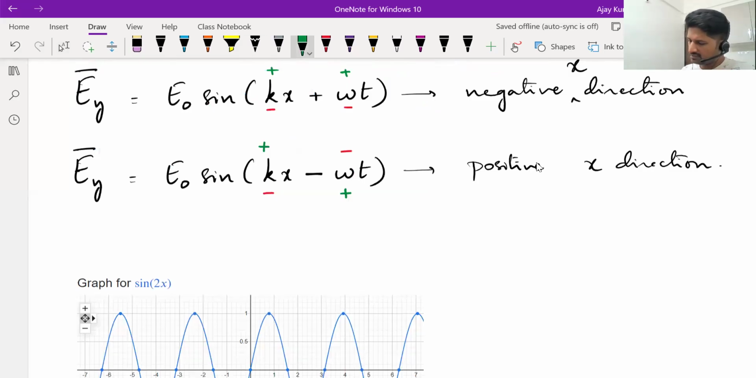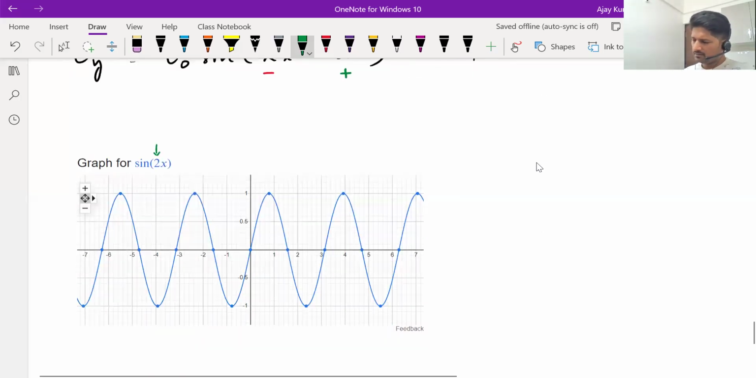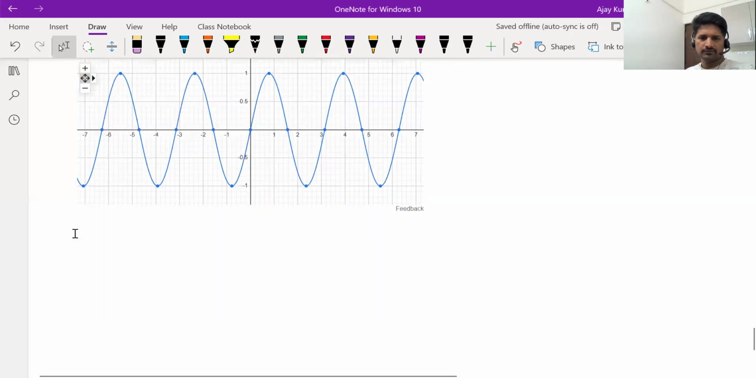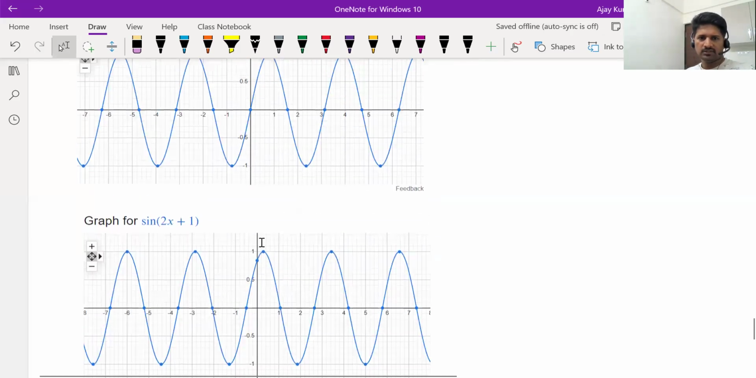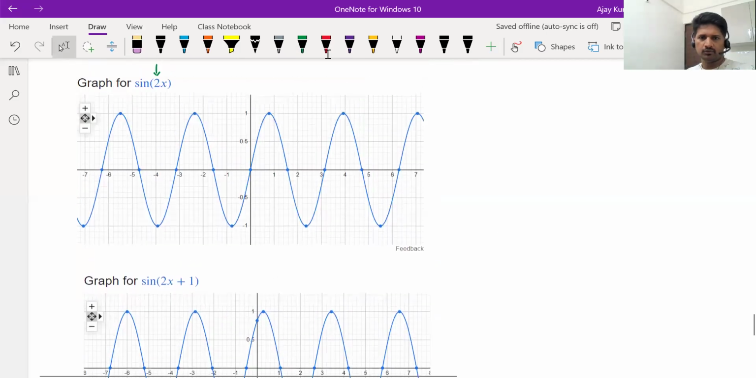And the coefficient of x here is positive. 2 is positive. We'll add something to this. I'll add 1. Let's say sine 2x plus 1. This is the graph of sine 2x plus 1. Now, what's the difference between these two graphs? Okay, if we put both of them in the same frame, we'll be able to understand.